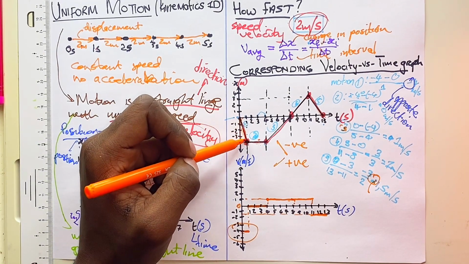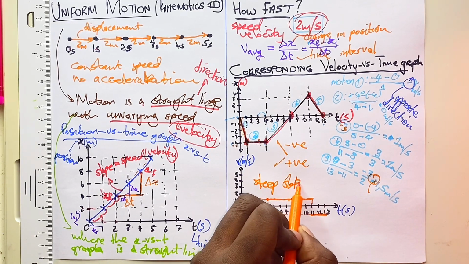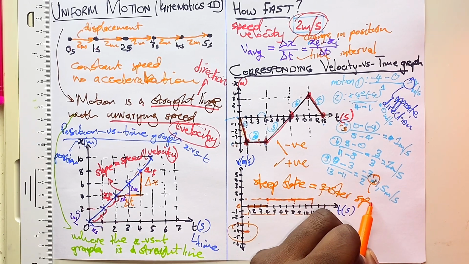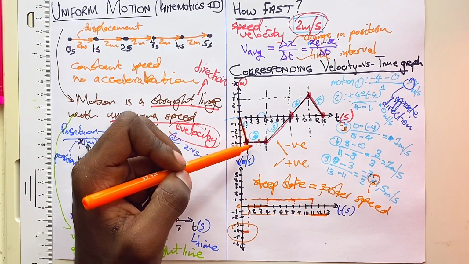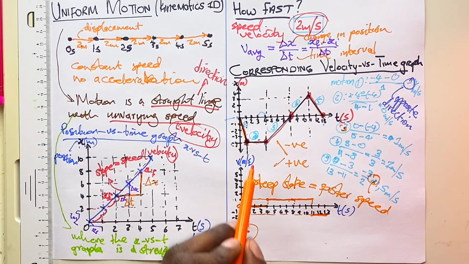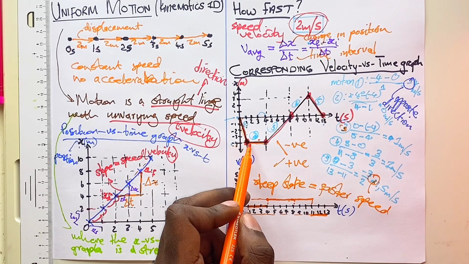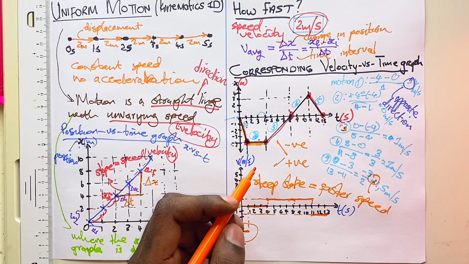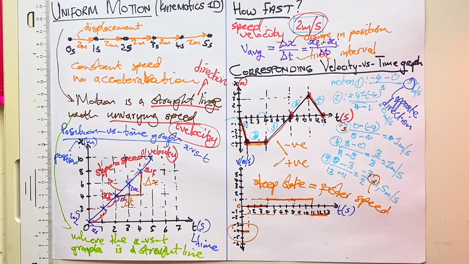So when a slope is steep, it translates to faster speed. So if the slope is steep, we'll have faster speed, and a horizontal slope means no motion, constant speed, therefore 0, never mind. So that's how you find a corresponding velocity versus time graph.